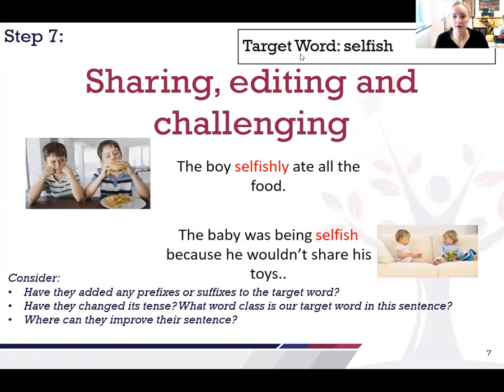Great, well done. So here are a couple of the sentences that I came up with. My bottom one says the baby was being selfish because he wouldn't share his toys. Okay, so he's just thinking about himself and he's keeping all those toys to himself and not sharing them. Here I've got the boy selfishly ate all the food. So I've got my root word selfish and I've added the suffix "ly" onto the end, okay, to describe how he is eating all this food. So that's describing how he's eating that food. He's eating it all to himself. He doesn't want to share it with anybody. Hopefully you've got some similar sentences at home.